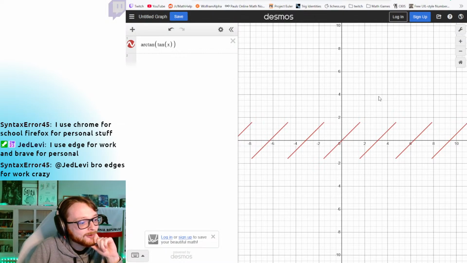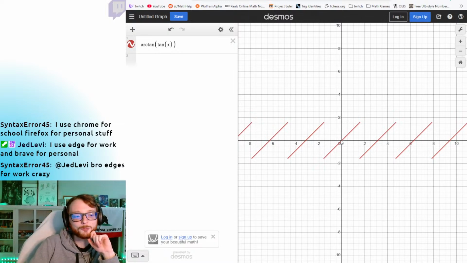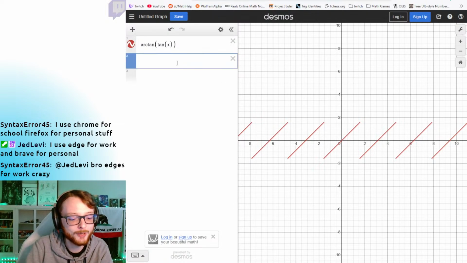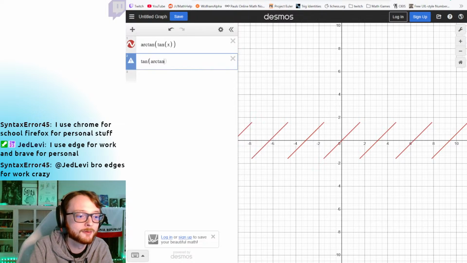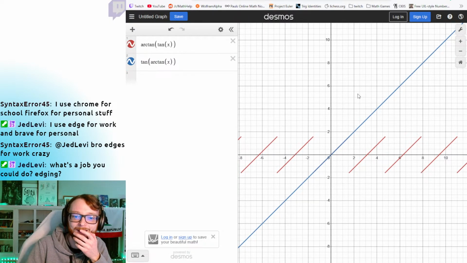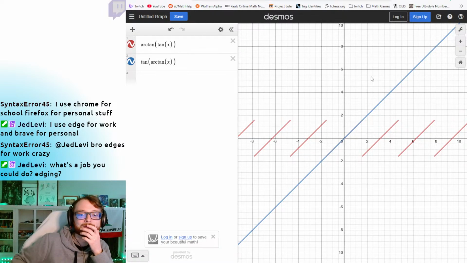For arctan of tan of x, I mean, this must have to do with the period of tangent. I bet if we did the reverse, we'd only have the one triangle in the middle, right? Yeah. Wait, why is this a line? Oh, because arctan is defined for all x.